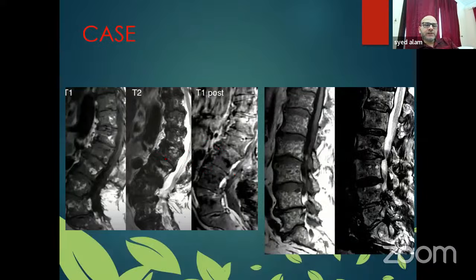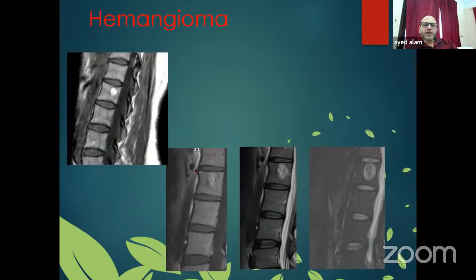So again here, this is the T1. You can see the vertebral body is totally darker than the disc, so it's abnormal. There are some remaining one or two spots of yellow marrow, but most of it is dark. This is the T2, again very heterogeneous marrow. Post-contrast there is heterogeneous enhancement, and this is multiple myeloma, severe, diffuse multiple myeloma.